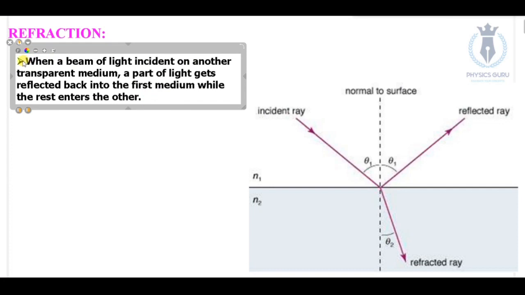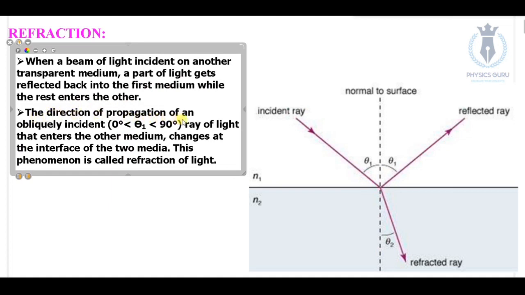Now we learn this phenomenon of refraction word to word. When a beam of light is incident on another transparent medium, this is the incident ray, a part of light gets reflected back. This is the reflected light into the first medium, while the rest enters the other medium. This is the remaining light that enters the other medium.